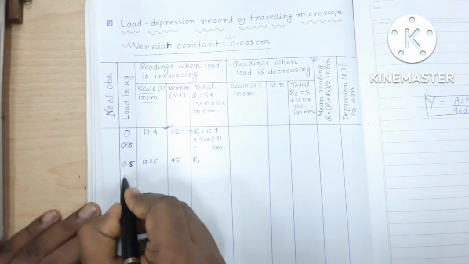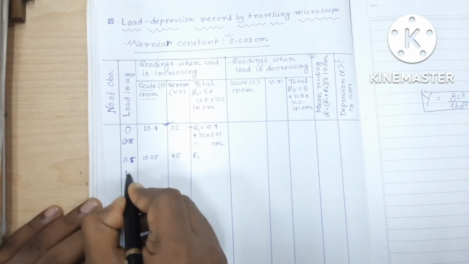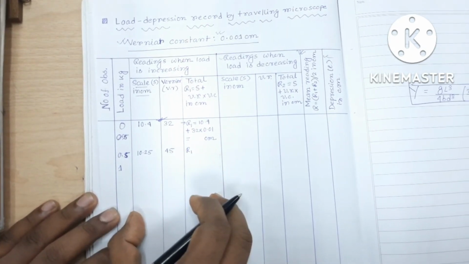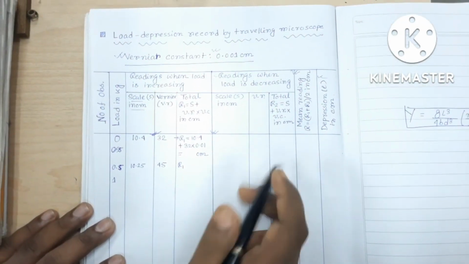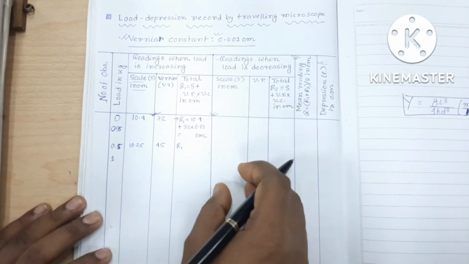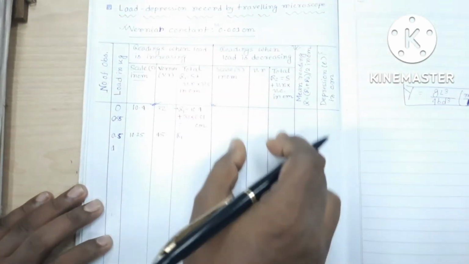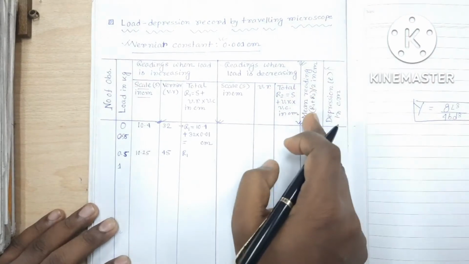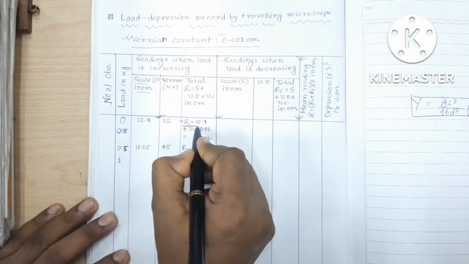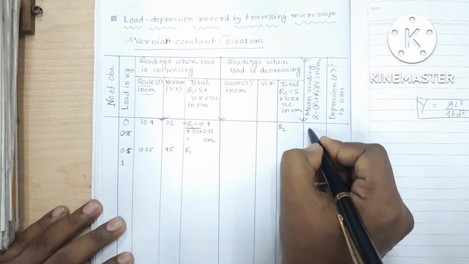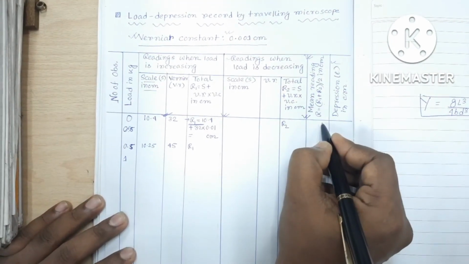Similarly, now I will place the load 1 kg, 1.5 kg and so on, and we will get the same result. In that table you have to repeat: after placing all the loads, you have to remove the loads one by one and take the data accordingly. At the last you will take the mean. Here you will get one R1, and here also you will get R2. So the mean is R1 plus R2 divided by 2, in centimeter.